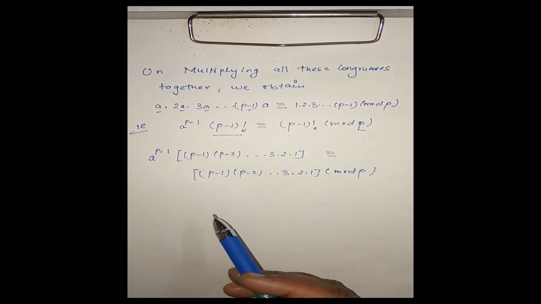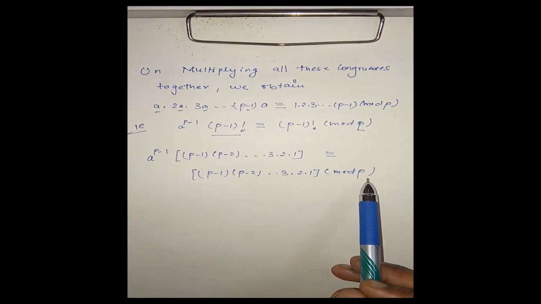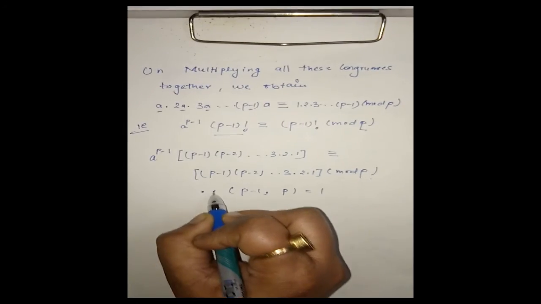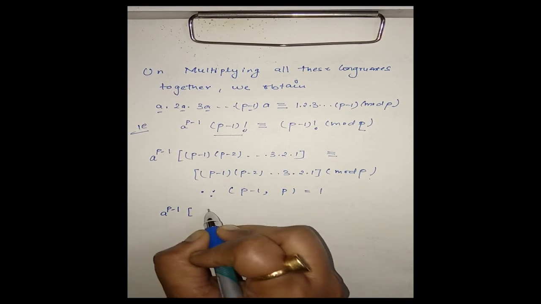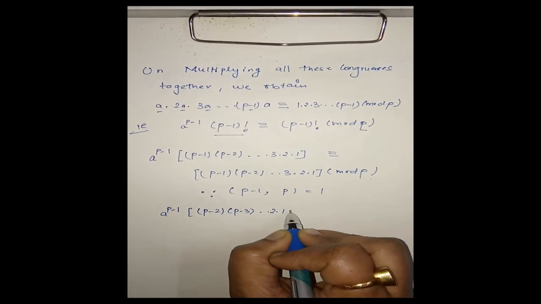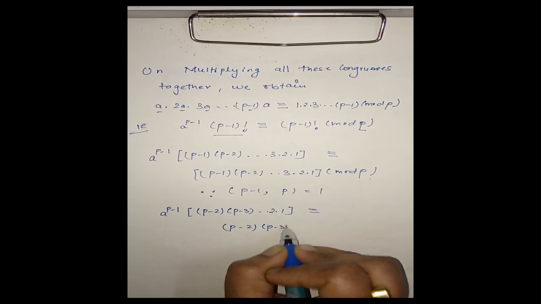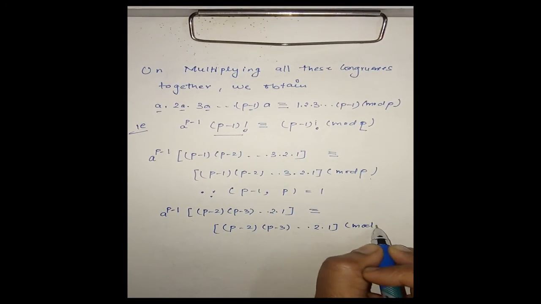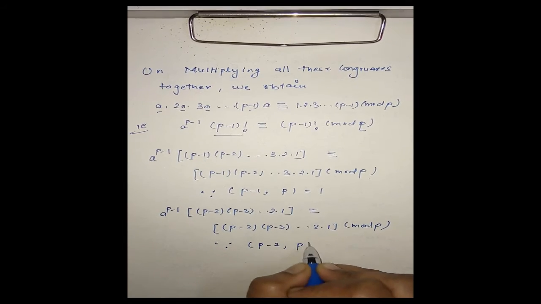Now using the cancellation property one by one. The GCD of p minus 1 and p is 1. We can cancel this out from both sides and we are left with p minus 2, p minus 3 up to 2 into 1 congruent to p minus 2, p minus 3 up to 2 into 1 modulo p. Same way, the GCD of p minus 2 and p is 1.